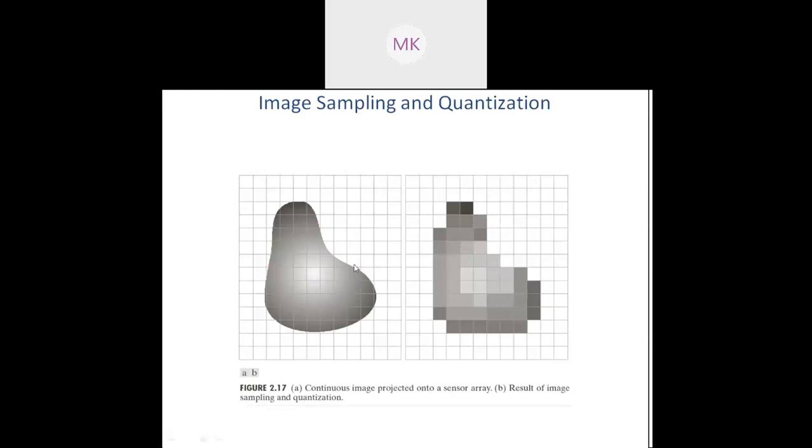If we consider this original image, it can be assigned x and y axes. If it is discretized, it is considered to be square pixels. So this represents the sampling. If we assign the intensity values to be discretized, these are represented by the black and the gray values. So this represents the quantization process.